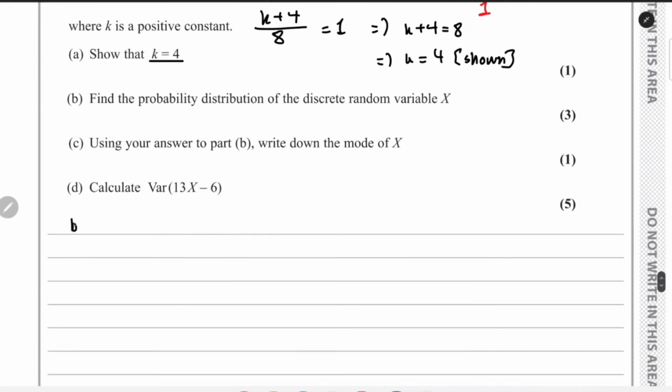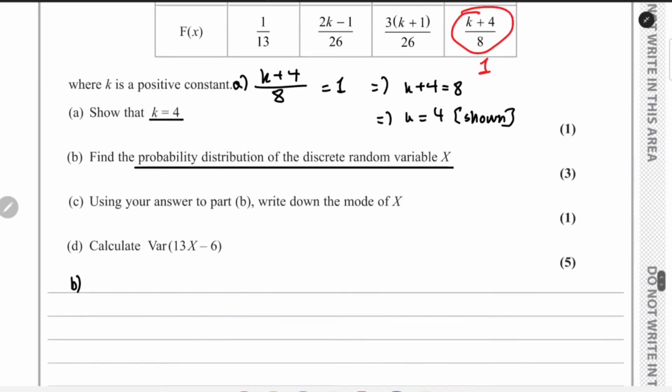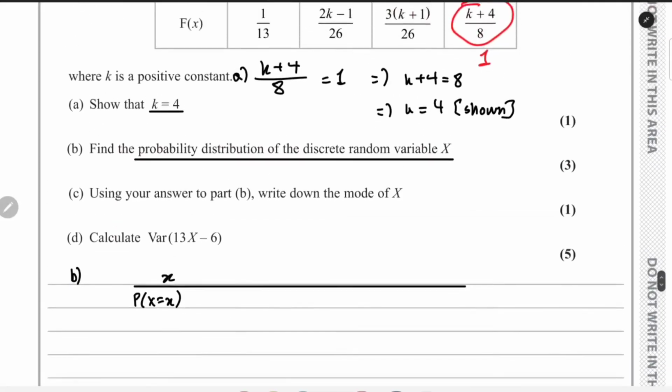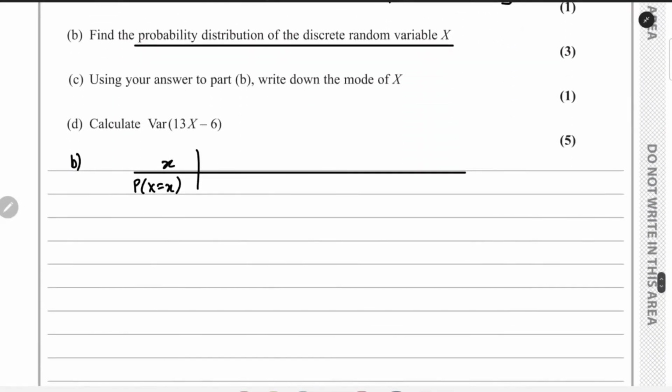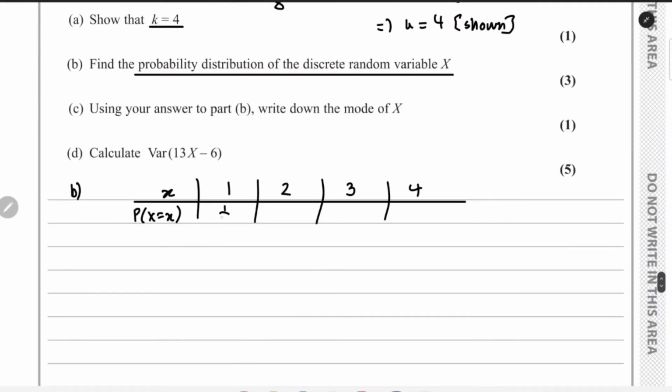Now on to part B. This was part A. We have to find the probability distribution function of this discrete random variable. So probability of x equals x. The values are from 1 to 4, so 1, 2, 3 and 4. Probability of 1 would be 1 by 13.